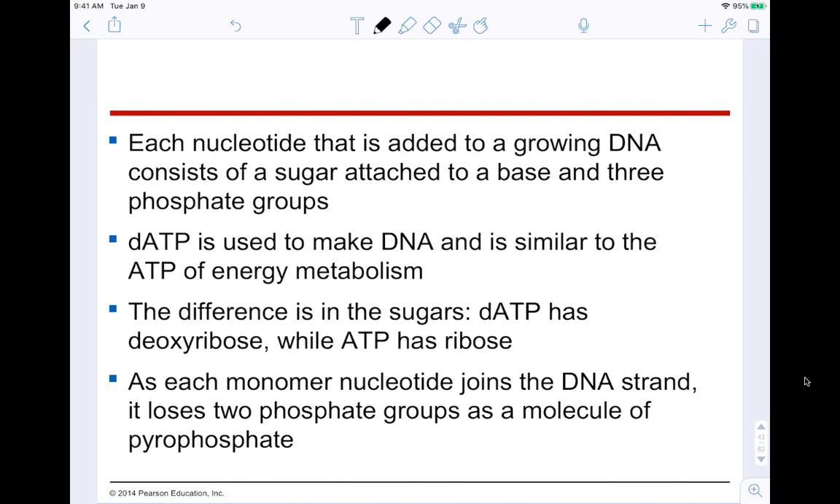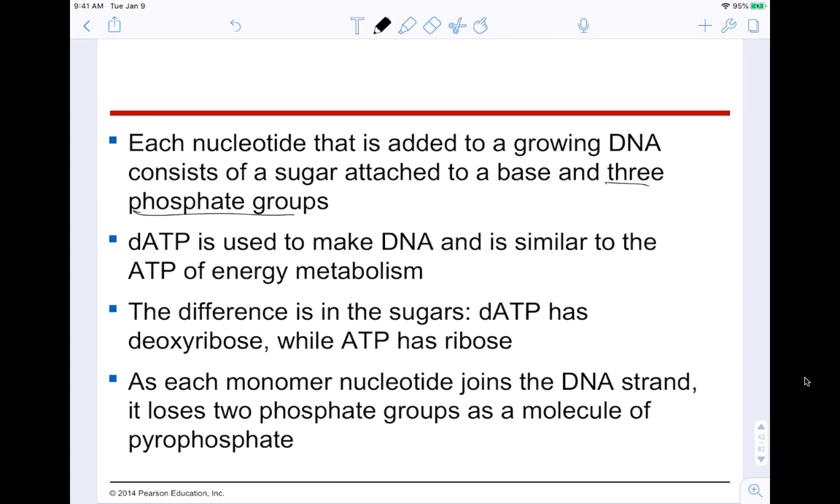So each nucleotide is added to a growing DNA. It's going to consist of the sugar attached to the base and 3 phosphate groups. Okay, so it's an actual triphosphate. So it's called dATP because it's just a slightly different structure. So the dATP is used to make DNA.